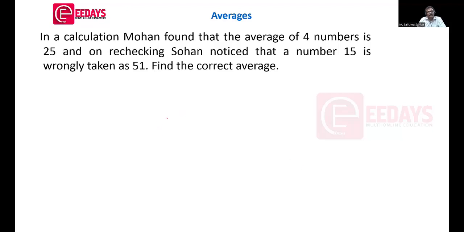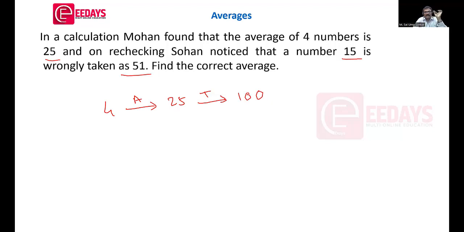Next one. In a calculation, Mohan found the average of 4 numbers is 25. On rechecking, Sohan notices that a number 15 is wrongly taken as 51. The correct average is? Here, let's do 2 methods. 4 numbers, average how much? 25. What is the total? That is equal to 100.